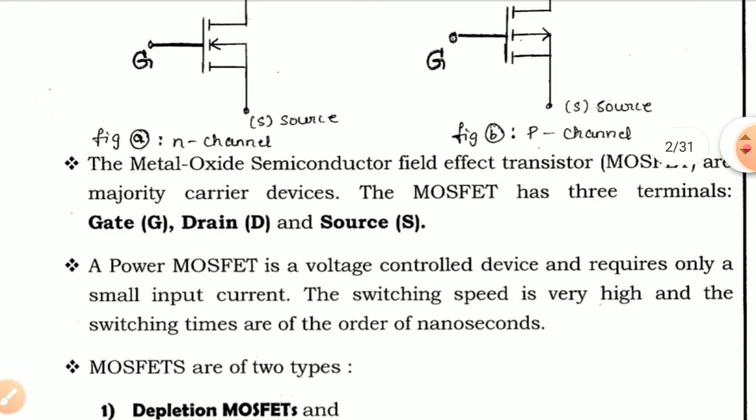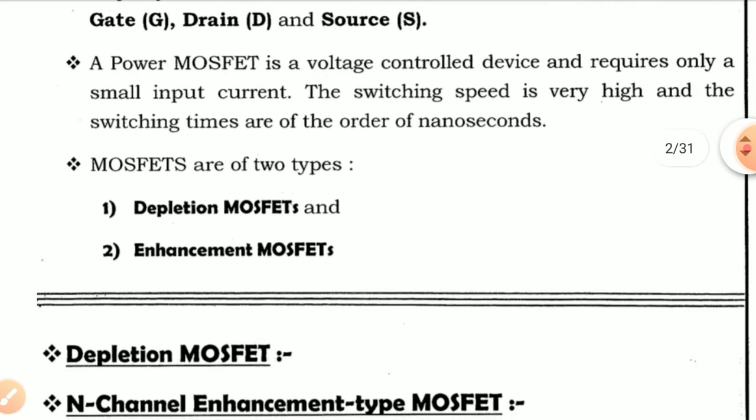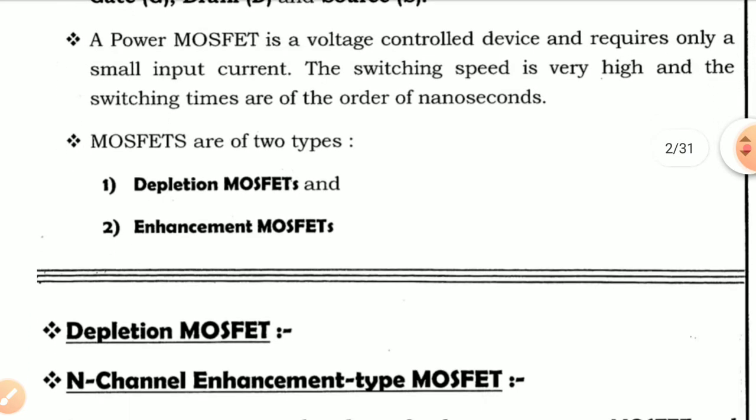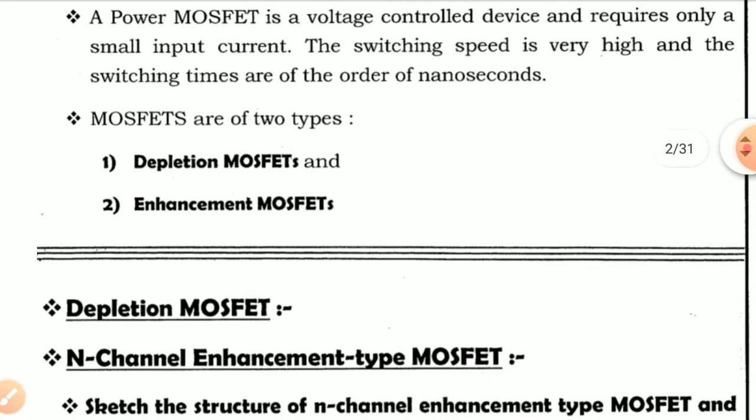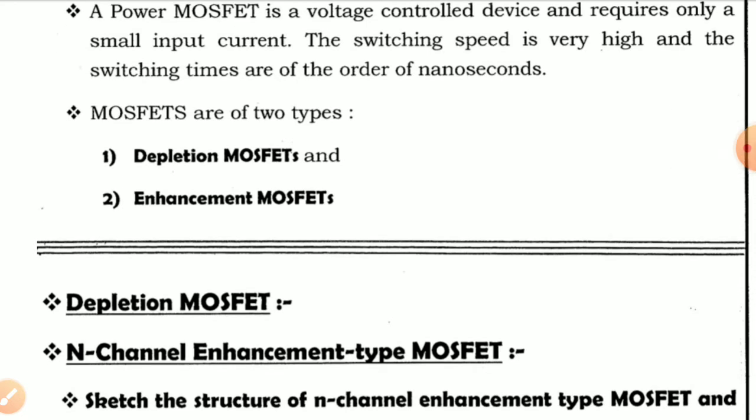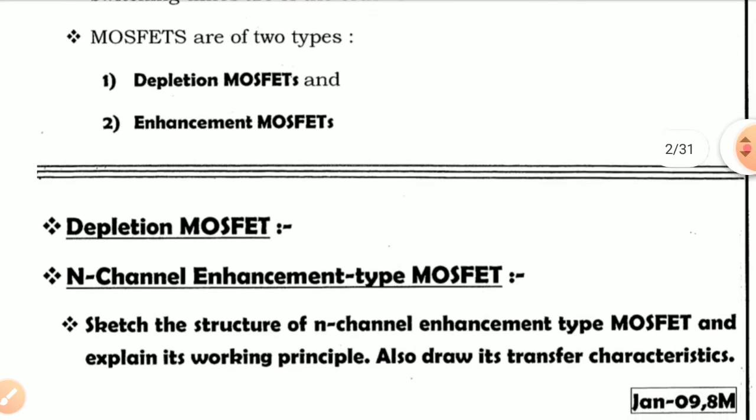Now we'll discuss the types of MOSFET. We have two types, depletion MOSFET and enhancement type MOSFET. These types are based on the constructional features, how they are constructed. Based on what substrates are used in the construction and how they are doped one above the other, we have depletion and enhancement MOSFETs.